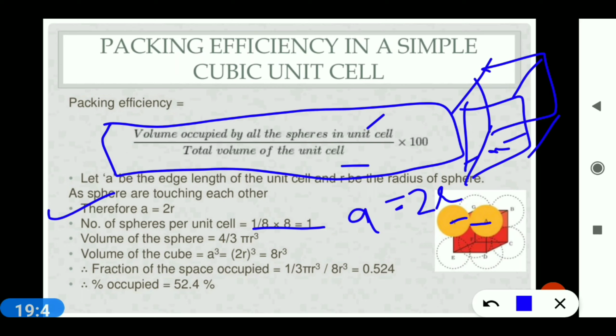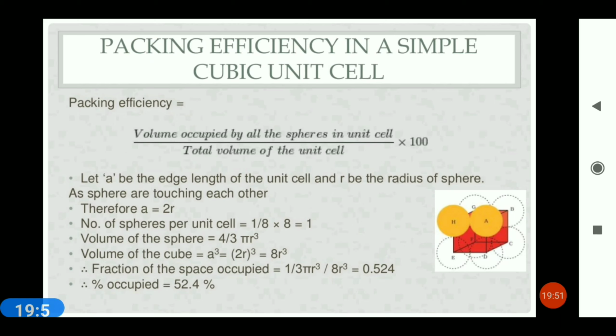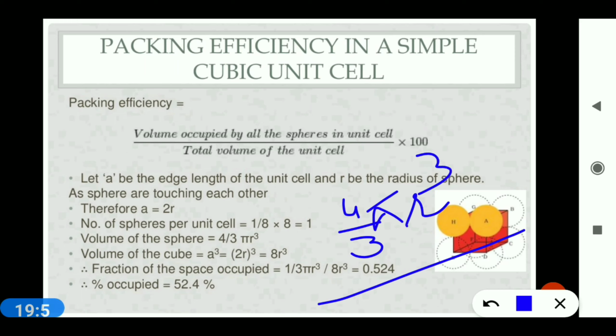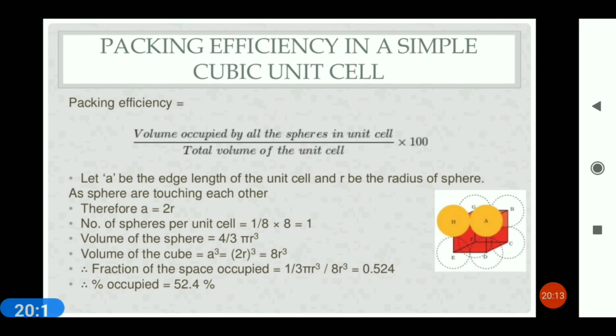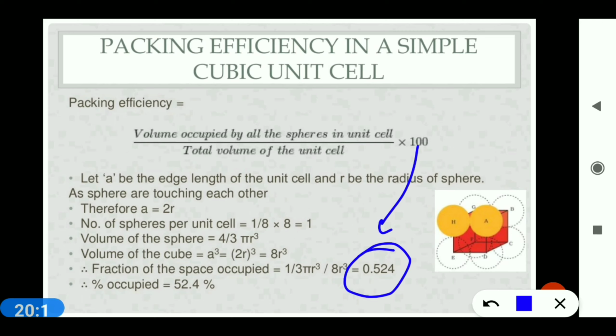Now volume occupied by the sphere. Volume of sphere, you know, 4 by 3 pi r cube, and volume of cube is A cube. So substitute the value: 4 by 3 pi r cube divided by A cube. Now this A cube we can write as 2R cube because A equal to 2R. Now solve it. You will get 0.524 and multiply it by 100 because in the formula 100 is there. You will get 52.4. So packing efficiency of SCC is 52.4.